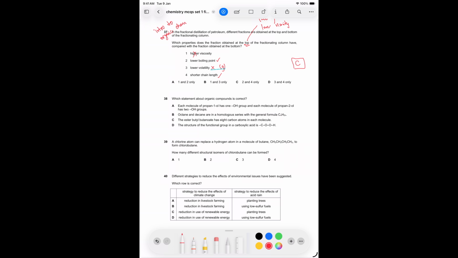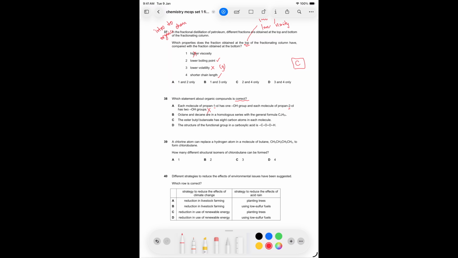Question 35 is organic chem as well. Which statement about organic chem is correct? Each molecule of propan-1-ol has 1 OH group, and each molecule of propan-2-ol has 2 OH groups. Oh, that is wrong. The 1 and the 2 basically just tell us which carbon the OH is connected to.